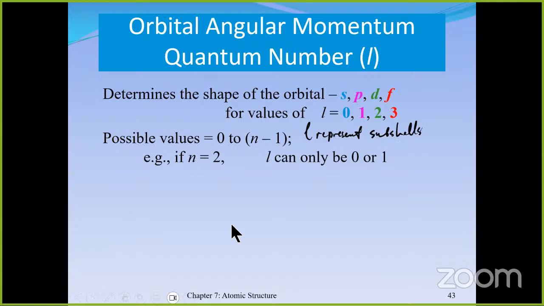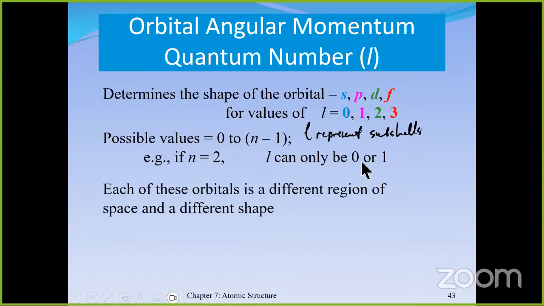So for example, if n is equal to 2, based on what we said, remember we said that the possible values of L go from 0 to n minus 1. If n is equal to 2, then there are only two possible values of L. L can be either 0 or L can be equal to 1, all right? So that's if n equals 2, L can be equal to 1, which is 2 minus 1, and then the other integer would be 0.